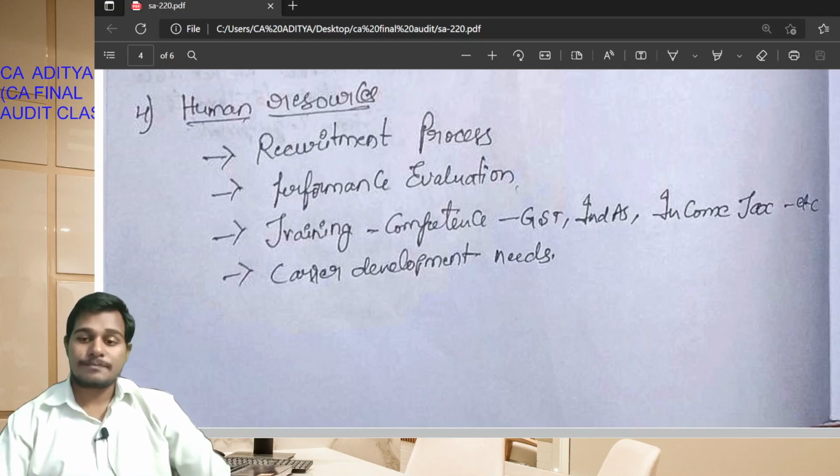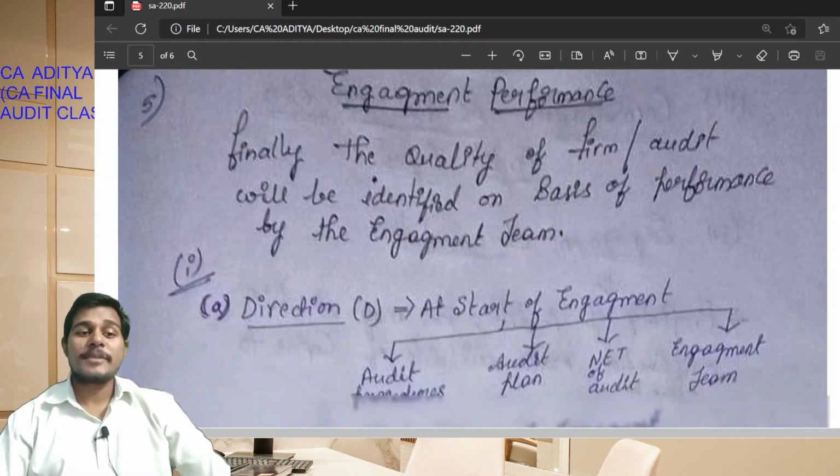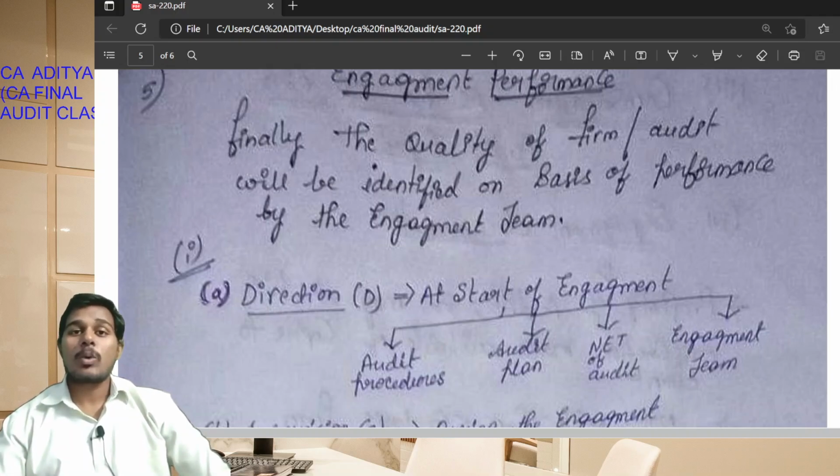Okay students, next, engagement performance. Finally, the quality of the CA firm or the engagement team will be based on the performance of the engagement team. See students, what are the steps that can be used for evaluating the engagement performance?